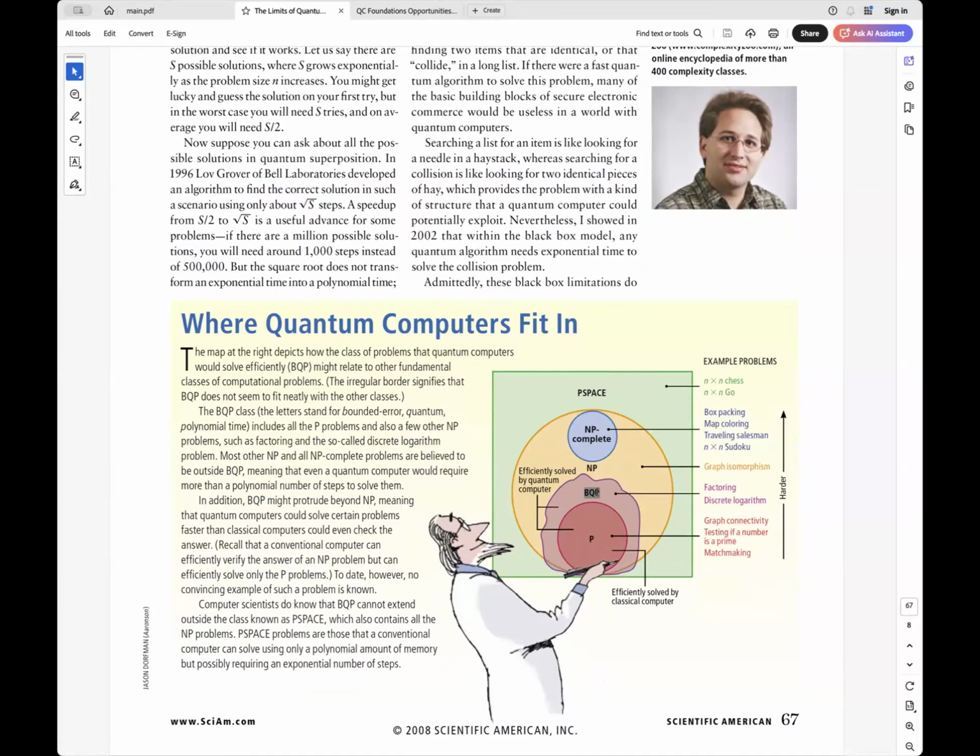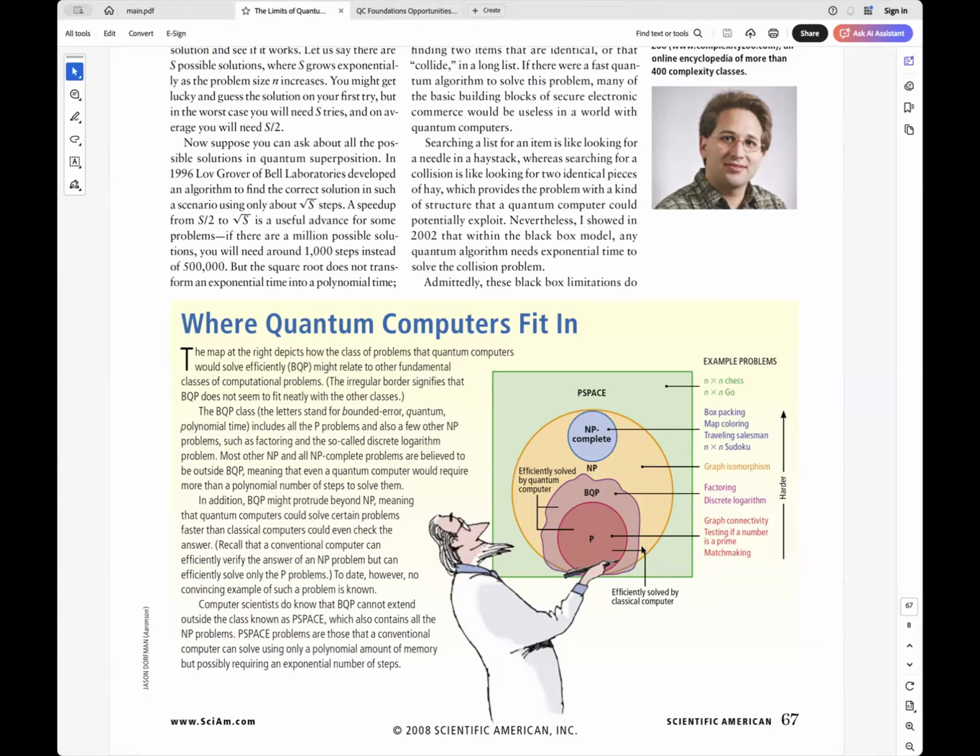There's a class called BQP, and those are the problems that can be efficiently solved by a quantum computer. For example, factoring, so cracking today's encryption, we could have a massive speedup. And obviously BQP includes the whole of P, but it has more problems. And for example, the discrete logarithm.